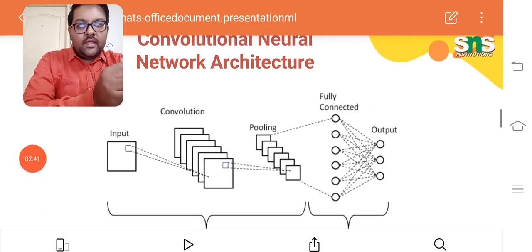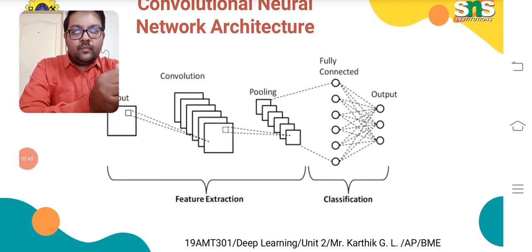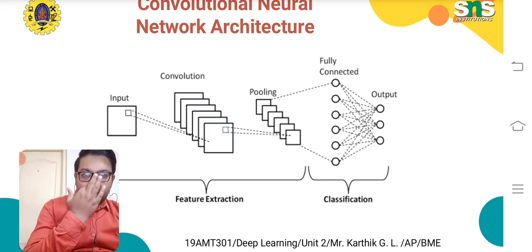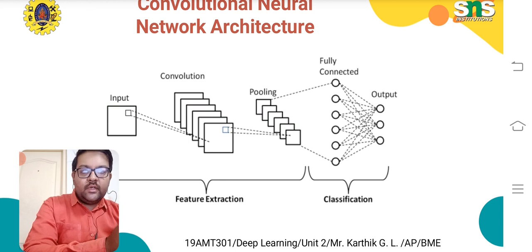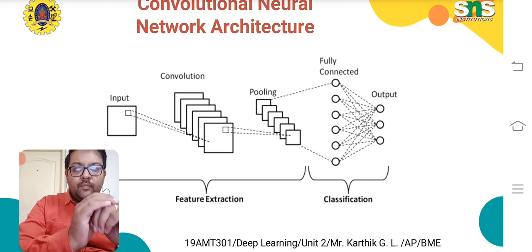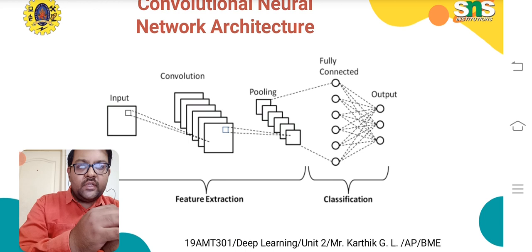Now we will see the convolutional neural network architecture. Here in this architecture, the input is given as the image, and then the input image is convolved with another standard image which is called the kernel, and then there is a pooling process, after which finally the classification process will occur.